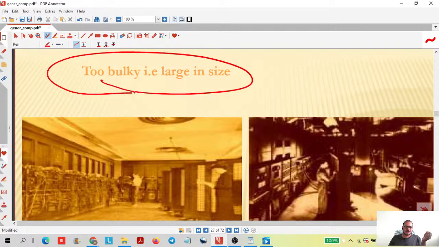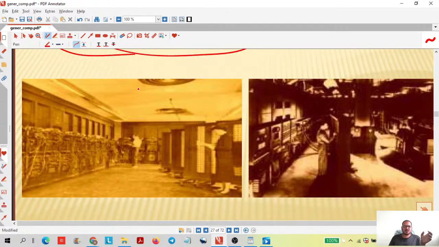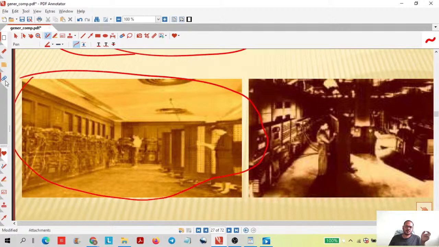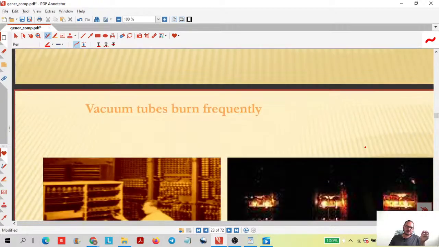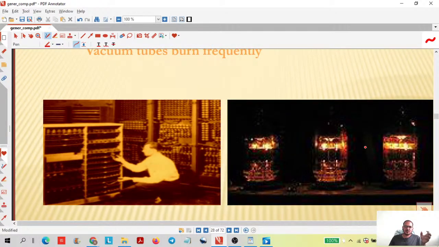Here you can see how large and bulky the computer was, covering the entire room. Here you can see a person fixing some issues, plugging in cables in the computer. In the first generation computer, one drawback is these vacuum tubes.